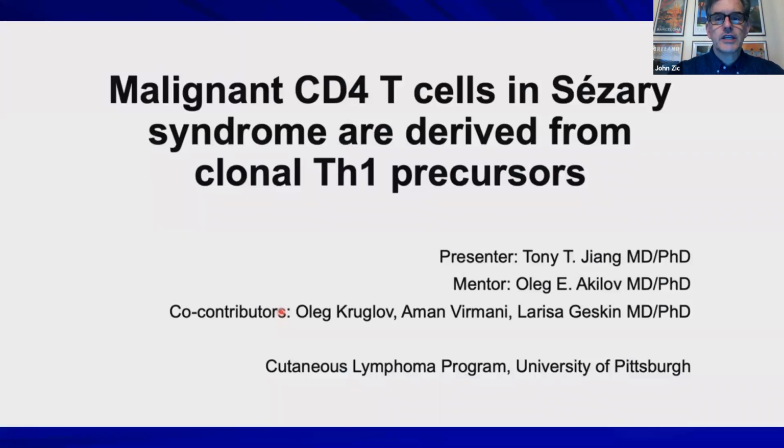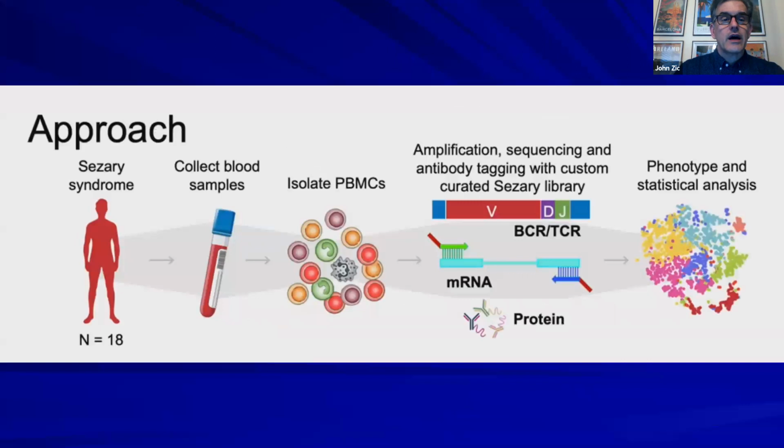In this particular study by Tony Zhang at the University of Pittsburgh Cutaneous Lymphoma Program, they were looking at T cells in Sézary syndrome. Sézary syndrome is a type of cutaneous T-cell lymphoma where patients have redness all over their skin and significant blood involvement. Their approach was to collect samples of blood from 18 patients with Sézary syndrome, isolate what they call the peripheral blood mononuclear cells, which is basically the white blood cells, and then do really sophisticated genetic analysis on those blood cells.